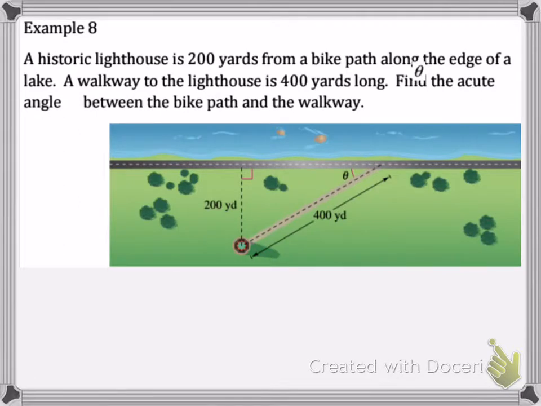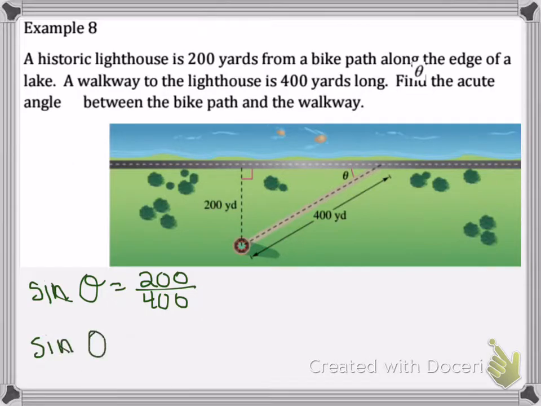A historic lighthouse is 200 yards from a bike path along the edge of a lake. A walkway to the lighthouse is 400 yards long. Find the acute angle between the bike path and the walkway. Okay, so this time I'm looking for the angle and I have this side opposite it and the hypotenuse. So I'm going to use the sine of theta equals opposite over hypotenuse, which reduces to that the sine of theta is 1/2.